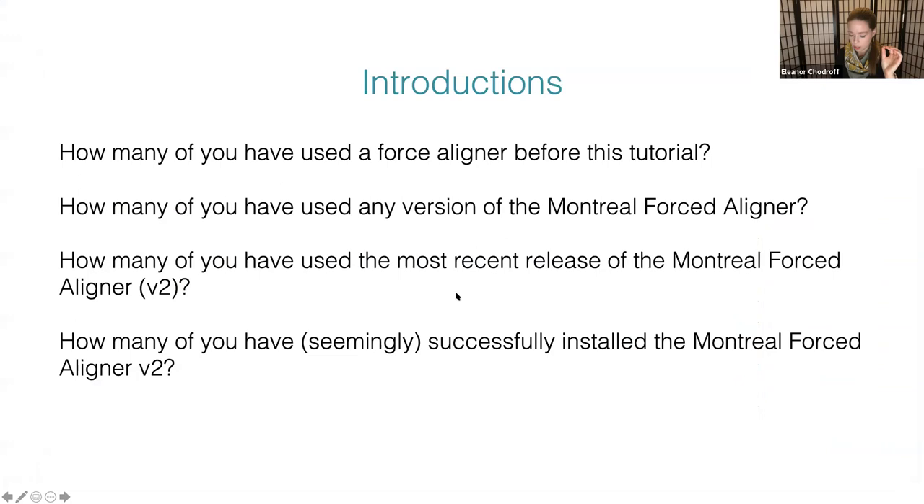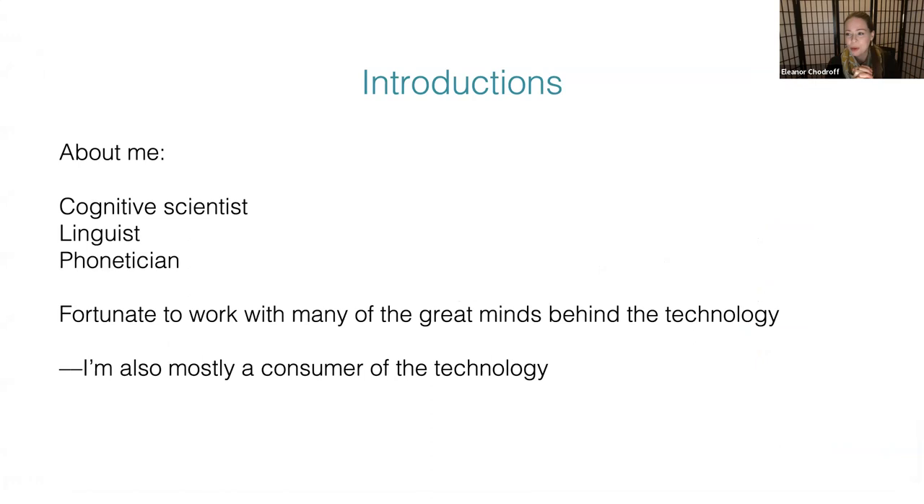All right. So about me, I'm a cognitive scientist, linguist, phonetician, and I have been very fortunate to work with many of the great minds behind the technology of forced alignment, especially with the Montreal Forced Aligner and one of the toolkits that's underneath the hood of the Montreal Forced Aligner, which is called the ASR toolkit. That said, like many of you, I am mostly a consumer of this technology. So I am not necessarily actively developing it. And I am more on the linguistic side. So I'm going to describe the forced alignment system at a pretty high level, and I might be a little bit looser in my description than say an engineer or someone actively developing these systems might be. So just bear with me, but I'm hoping to at least convey the gist to you as to how these systems work.